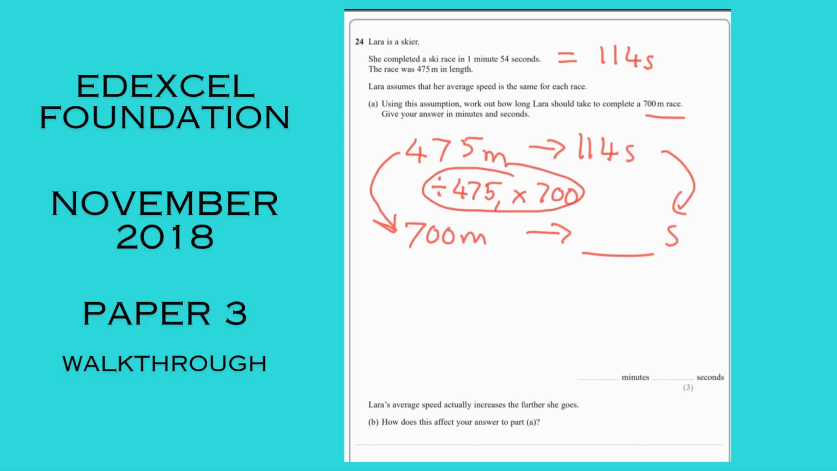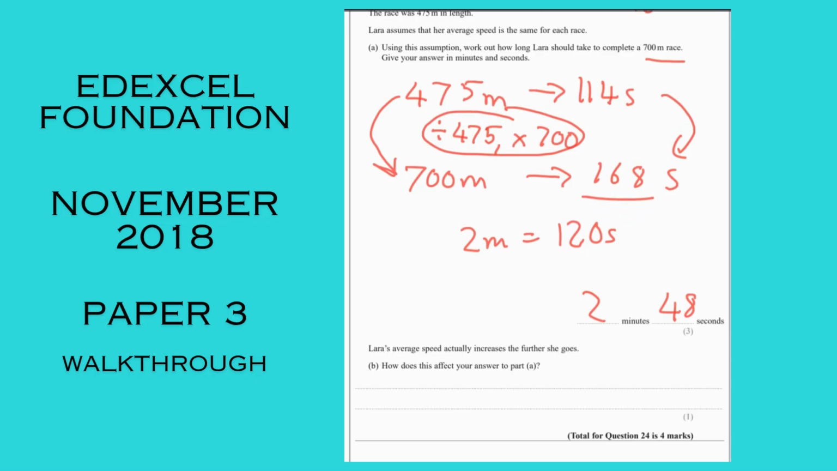So on your calc, take the 114 seconds, divide it by 475, multiply it by 700, you get 168 seconds. So 2 minutes is 120 seconds. So the leftovers, 48 seconds. Not the friendliest of questions, but all about organising and finding what you need to divide and then multiply by. So Lara's average speed actually increases the further she goes, because there's no standing start and so on.